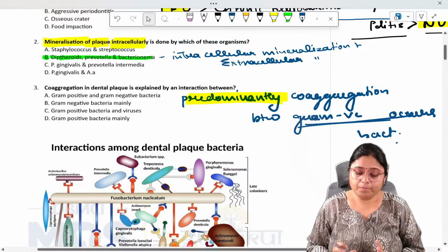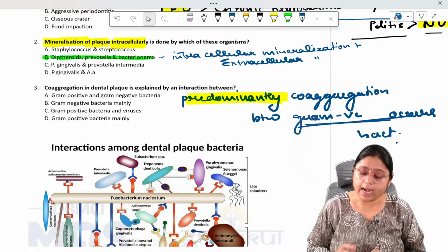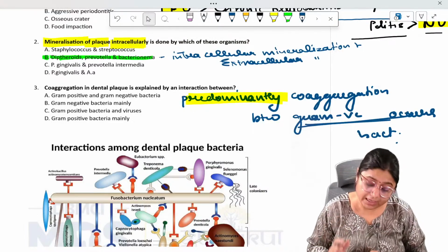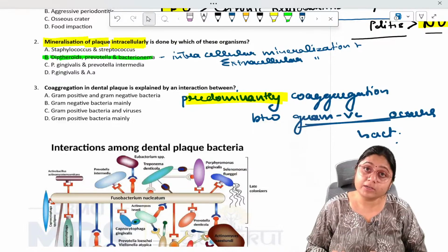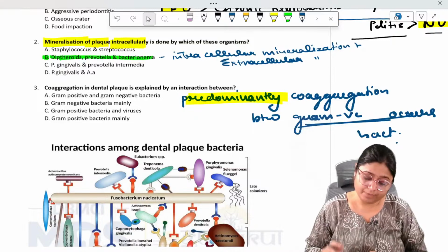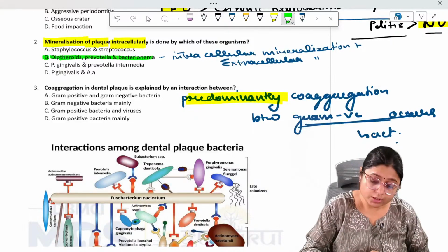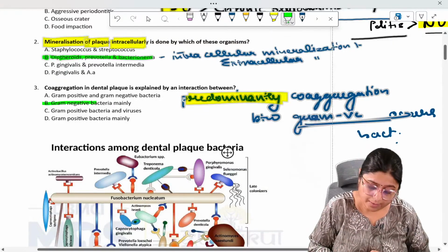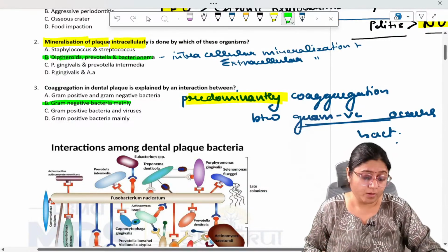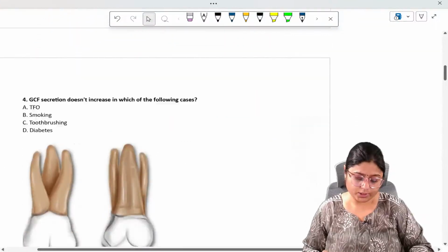So basically, coaggregation in dental plaque is explained by an interaction between option A, gram-positive and gram-negative bacteria. Option B, gram-negative bacteria mainly. Option C, gram-positive bacteria and viruses. Option D, gram-positive bacteria mainly. So here the answer to this question is gram-negative bacteria predominantly or mainly. Okay. Now the next question.